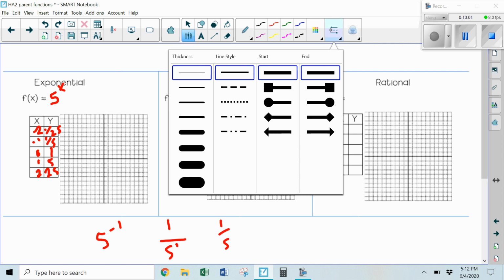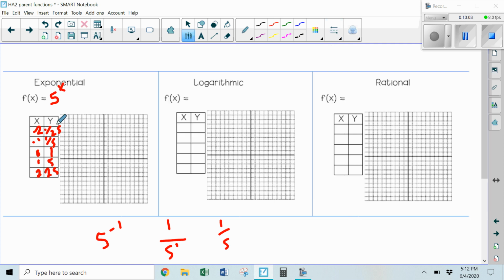Now let's look at plotting these. Over -2, up 1/25. That's not very much. Over -1, up 1/5. Still not up very much. Over 0, up 1. Over 1, up 5. Over 2, up. It's going to be way up there. You don't really need to graph it. Your graph's going to end up looking like this.